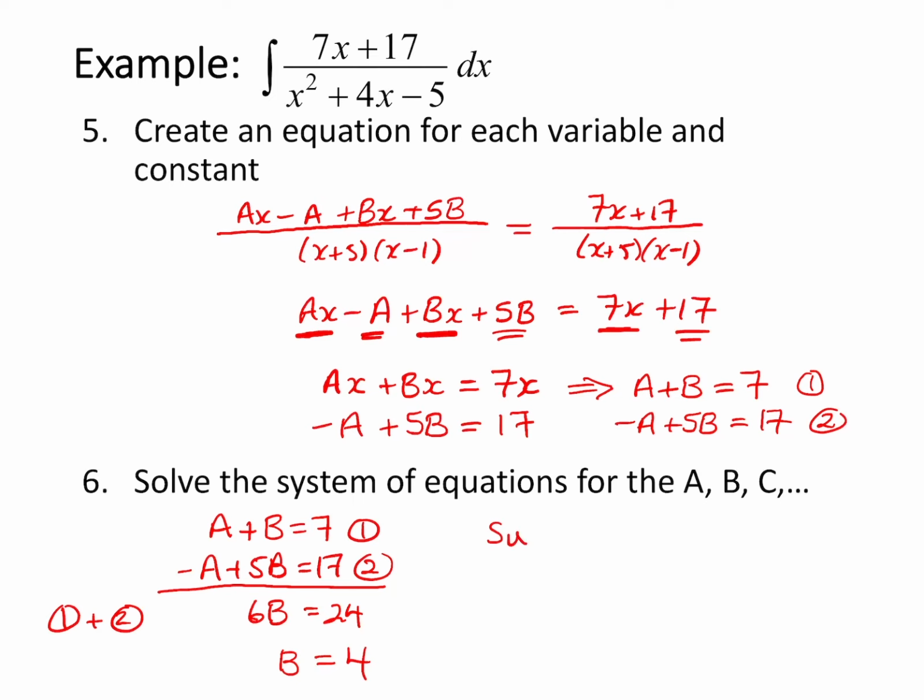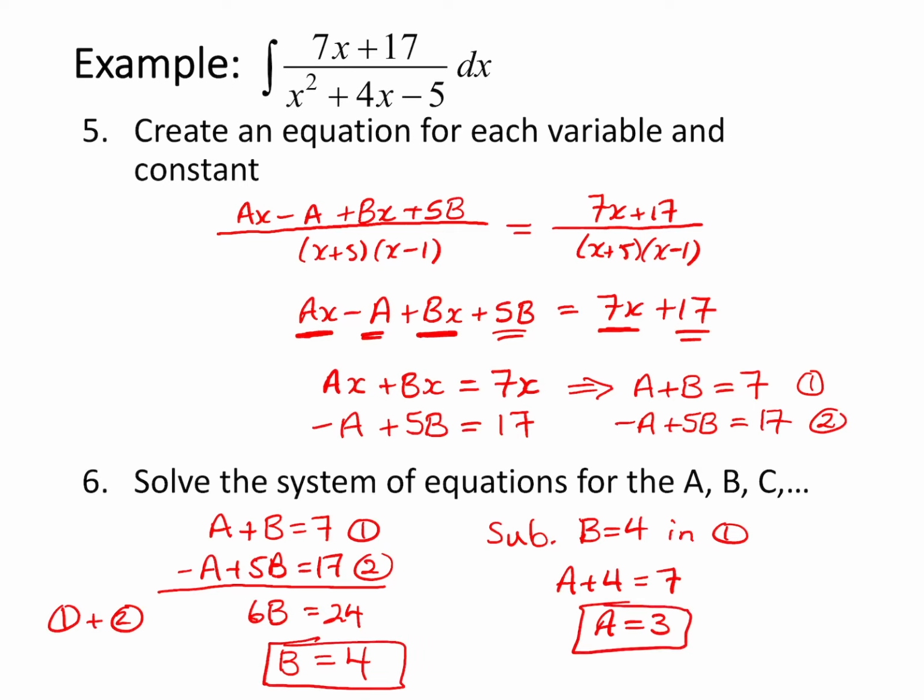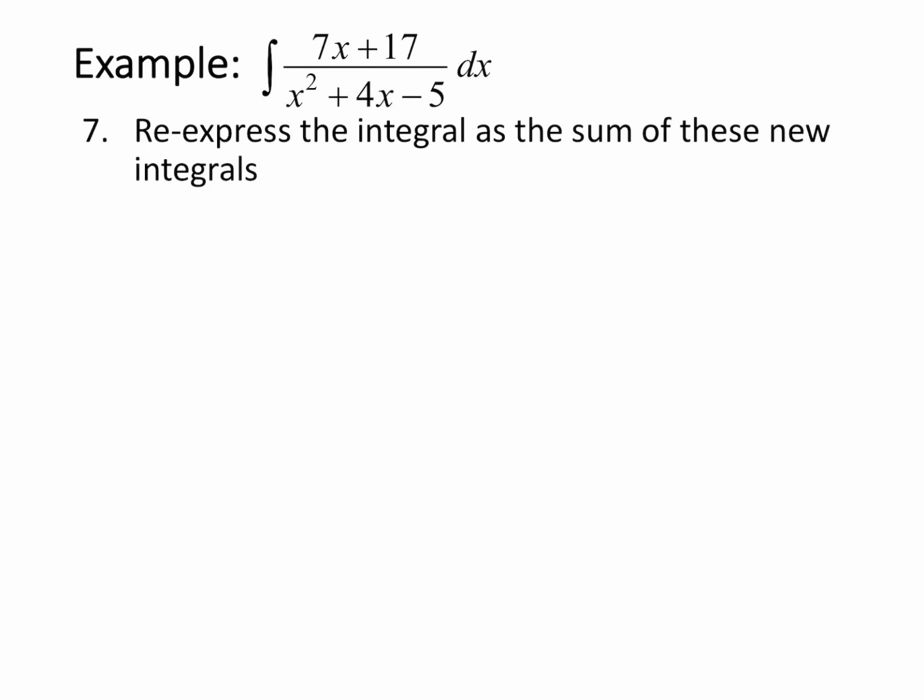Then substituting that b equals 4 into either of the equations, I'll go into equation 1. We have a plus 4 equals 7, so that means a is equal to 3. So now we have the numerators for our two fractions. Using the a and b that we just found, we can now rewrite our original fraction in terms of those two fractions. So we had a equals 3 and b equals 4.